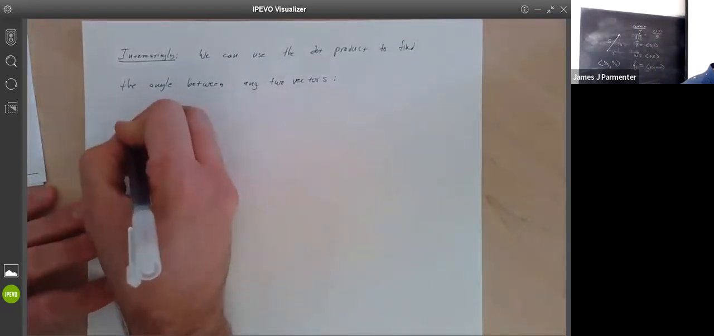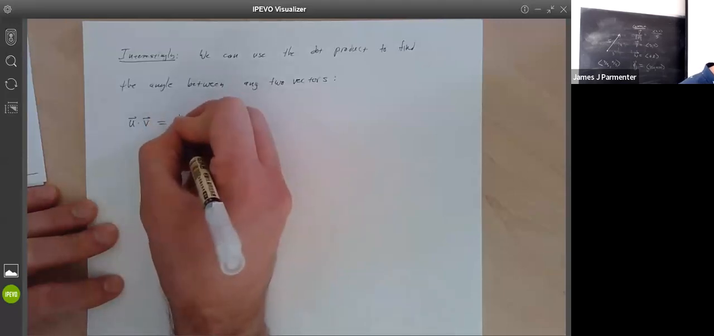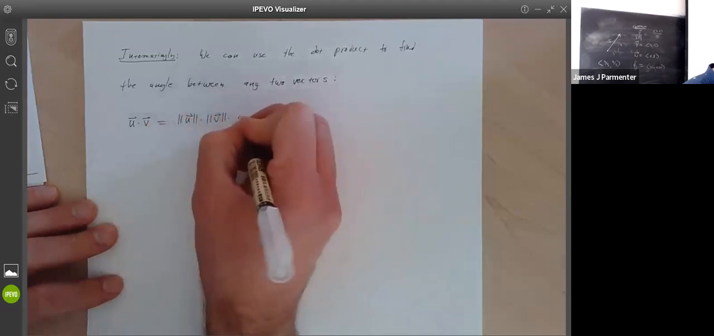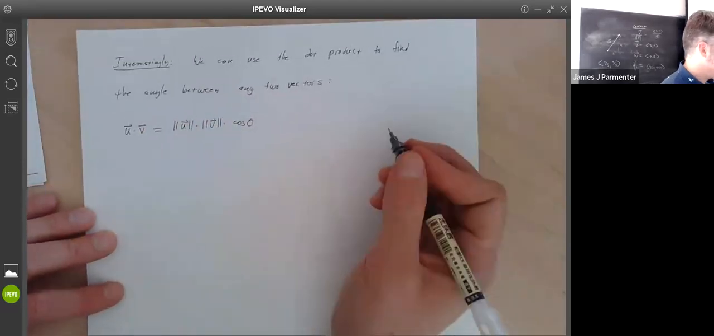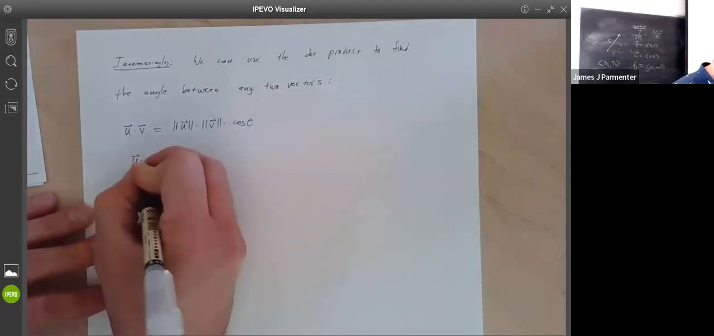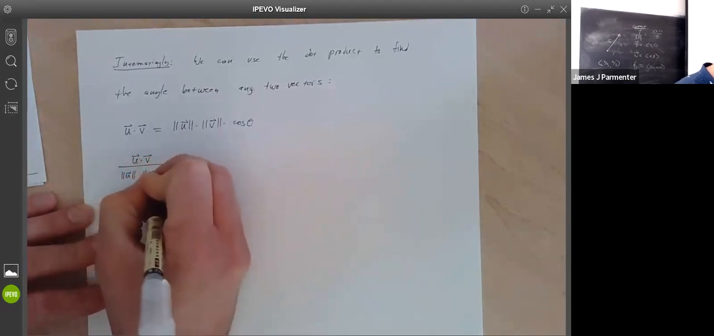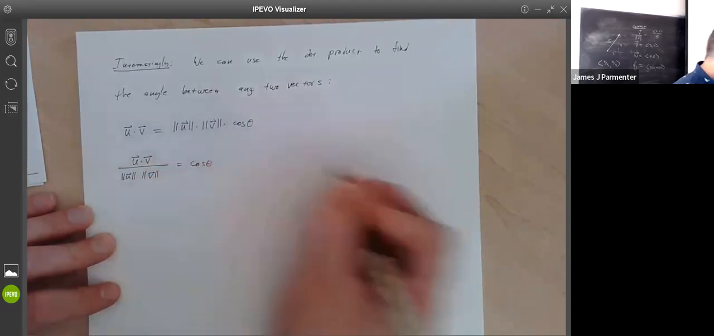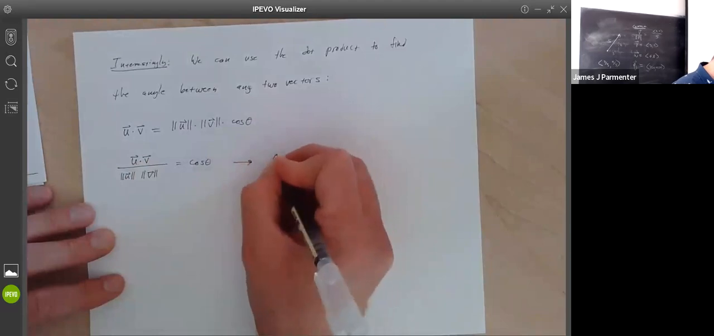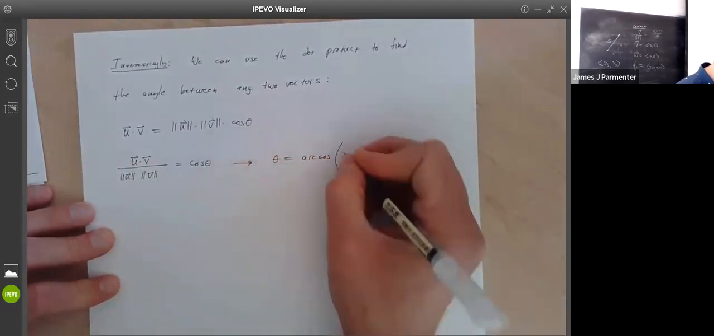But we're just going to take our dot product equation, u dot v equals the magnitude of u times the magnitude of v times cosine of theta, and solve for theta. So I'm going to divide both sides by the magnitude of u and the magnitude of v. And then take the inverse cosine, or the arc cosine, of both sides, and that's going to give me theta equal to the arc cosine of this mess.